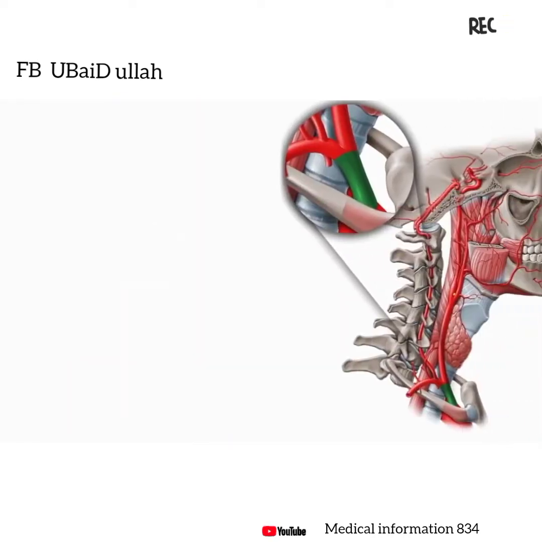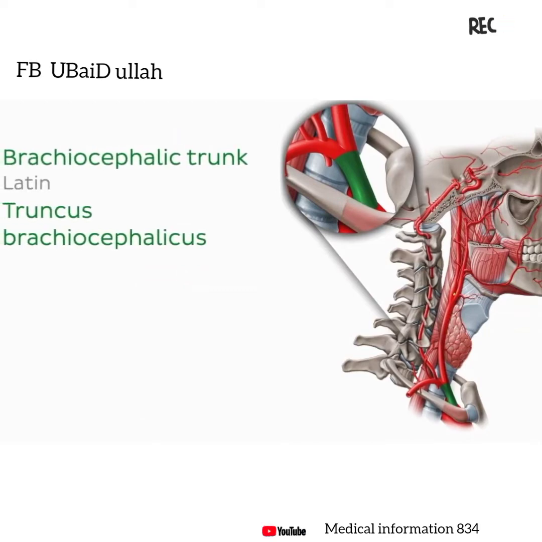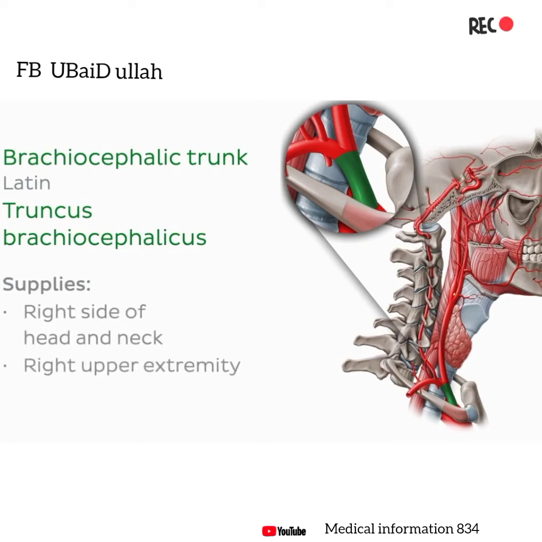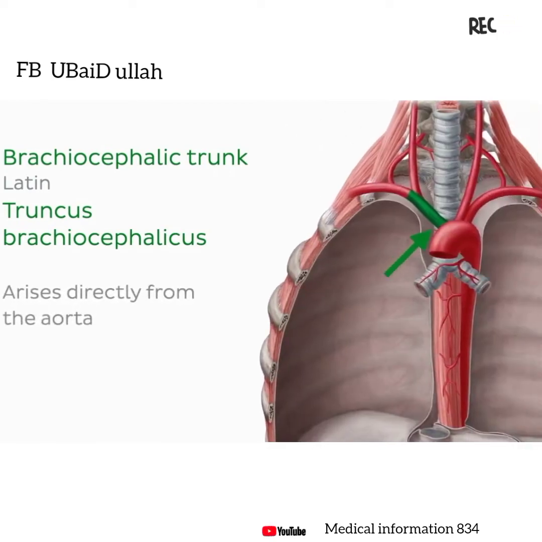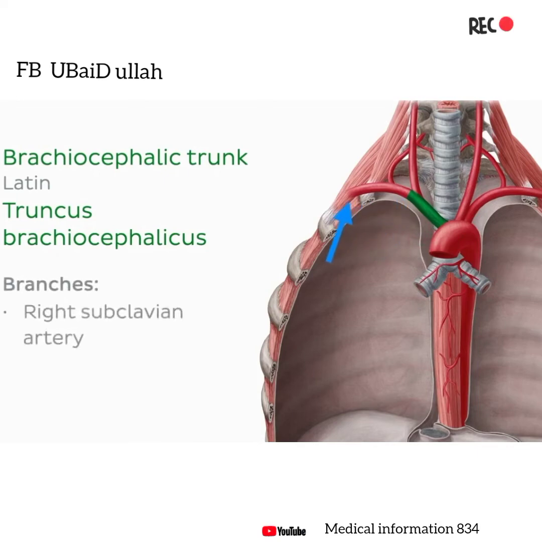Alright, so let's get straight to it and kick things off with this large vessel here, highlighted in green, which is the brachiocephalic trunk. Also known as the innominate artery or brachiocephalic artery, this blood vessel is a major supplier of oxygenated blood to the right side of the head and neck, as well as the right upper extremity. It arises directly from the aorta, as you can see here, at the aortic arch, as the first unpaired branch of the aorta. It courses superiorly, crossing the trachea, and bifurcates at the level of the right sternoclavicular joint into the right subclavian artery and the right common carotid artery, the latter of which continues to the head and neck.